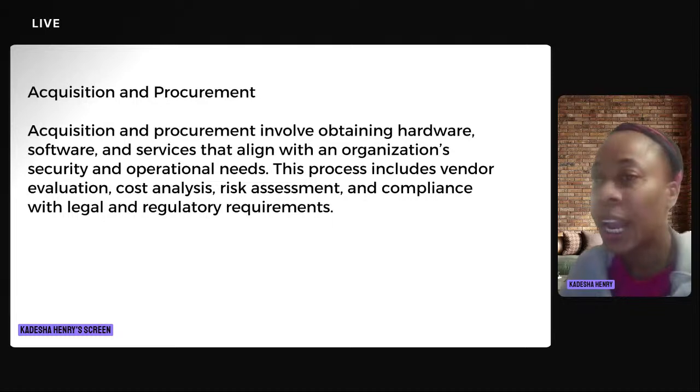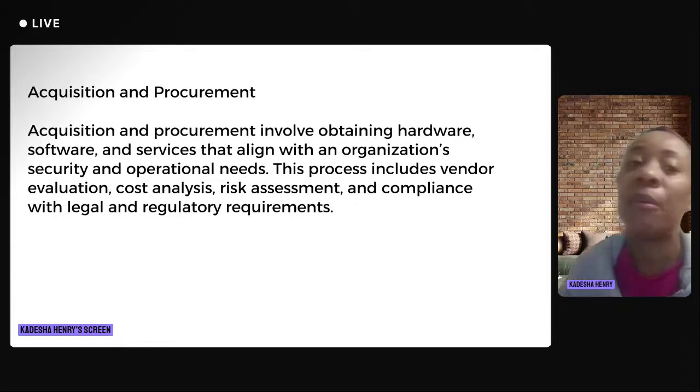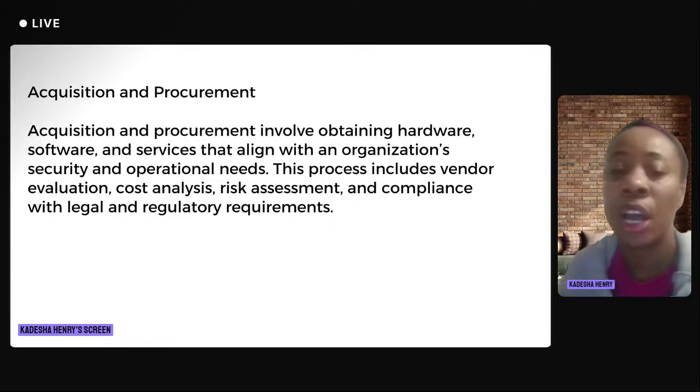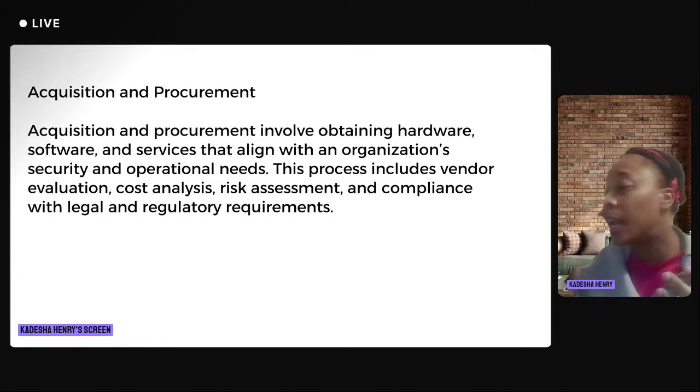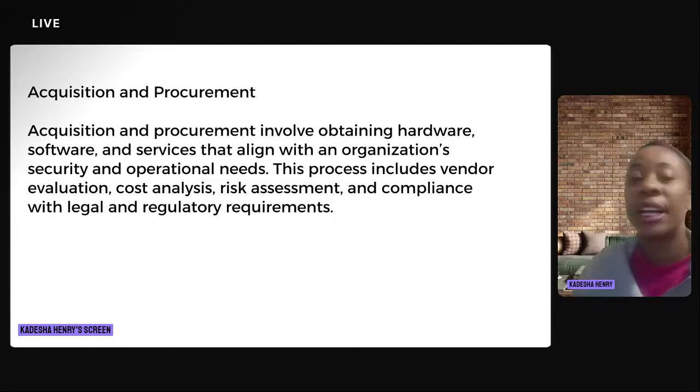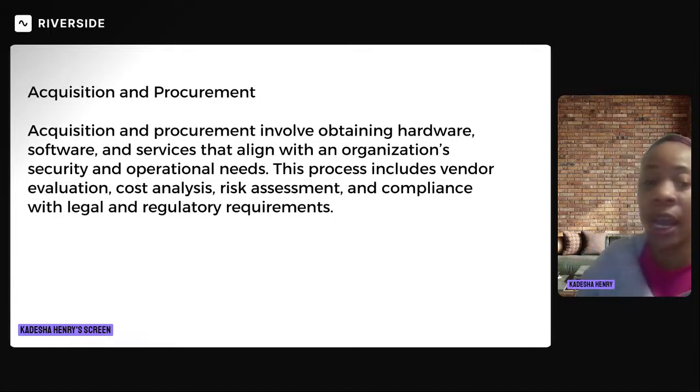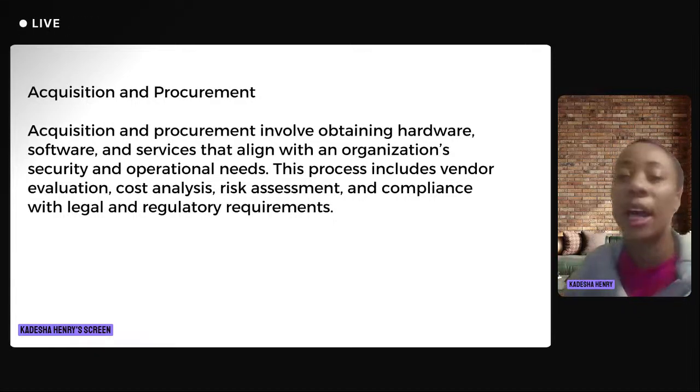So whenever you are starting a data center or any organization in the cyber world, or in any world for that matter, it involves obtaining some level of hardware. So let's zoom into the cybersecurity world. Let's say you're running a data center. What are the hardware and software services that are going to be aligned with your organizational security and operational needs? When we talk about acquisition and procurement, it's the process of obtaining all of this stuff that you're going to need to run the organization.